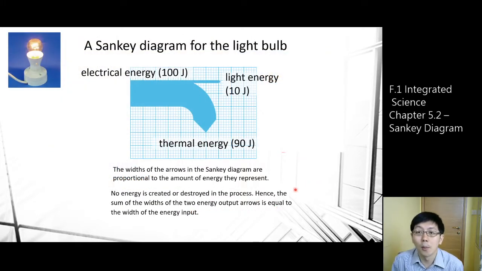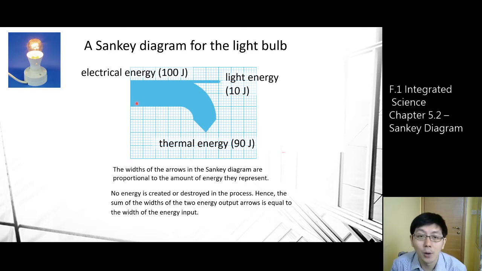The Sankey diagram will look like this. 100 joule of electrical energy. You see only a small amount of them is converted to light energy. A large amount of them is converted to thermal energy. As they're not useful, the arrow will point downward to indicate that they are not useful.